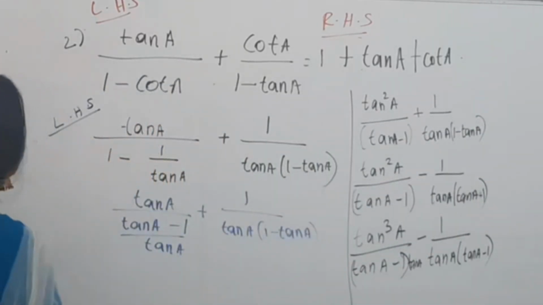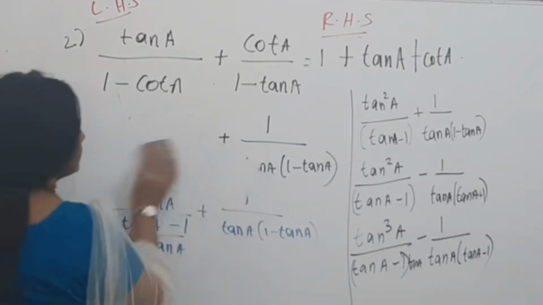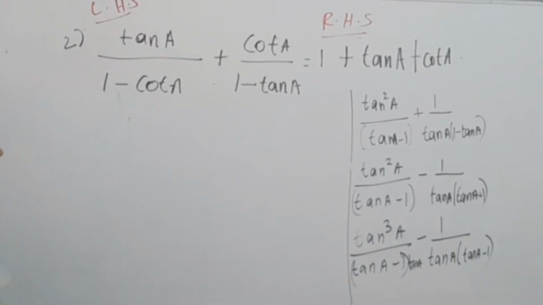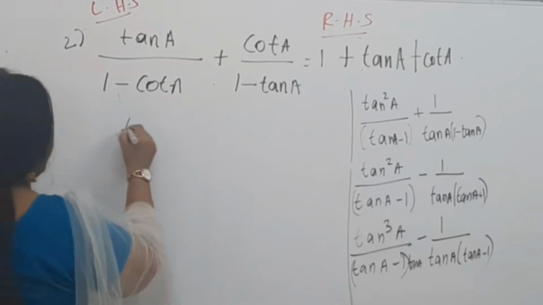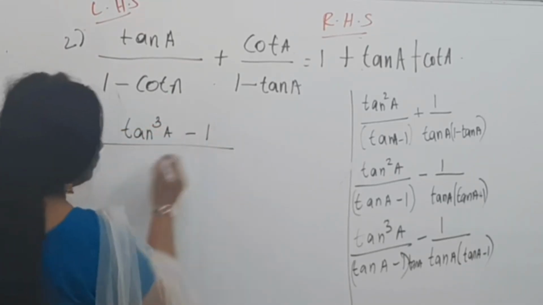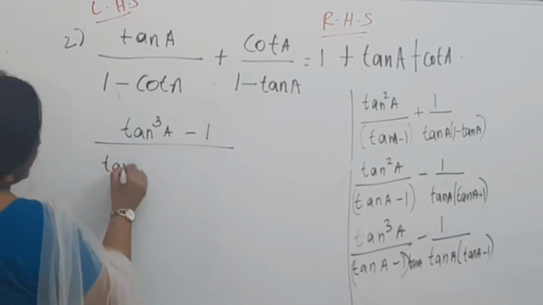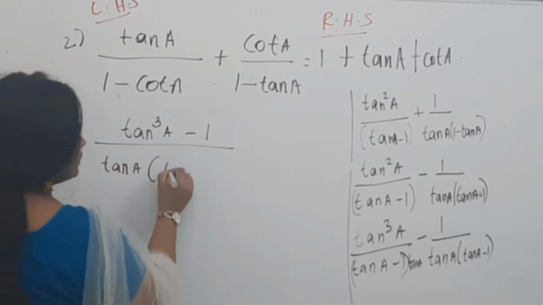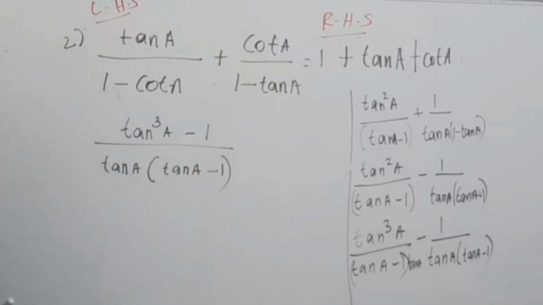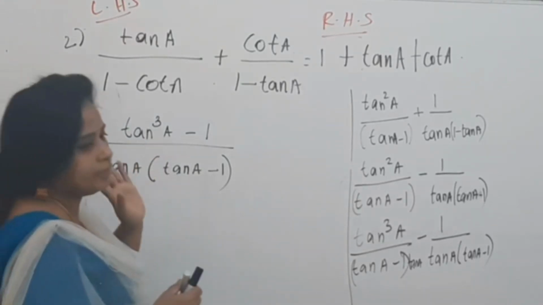So now you know that the denominators are the same. So I just subtract the numerator. So I have tan cube A minus 1 divided by tan A into tan A minus 1. Hope you understand this. I have not done anything. The denominator is only one single term, which I have written. The numerator I just subtracted.